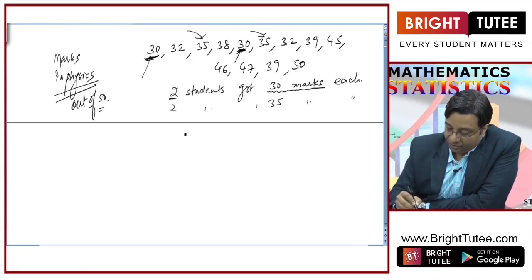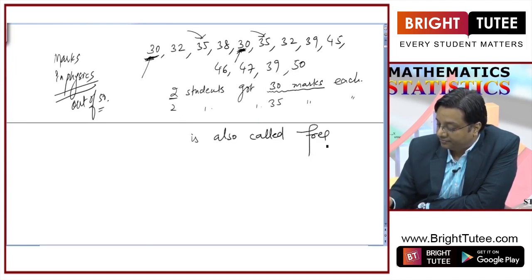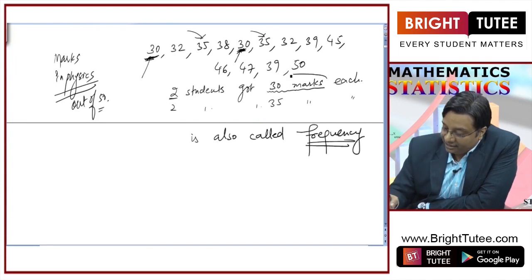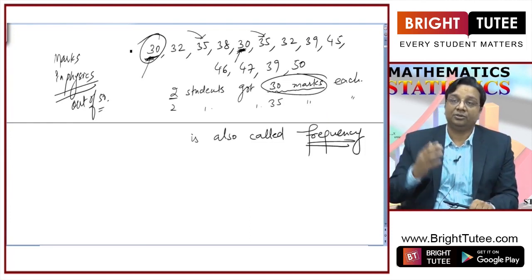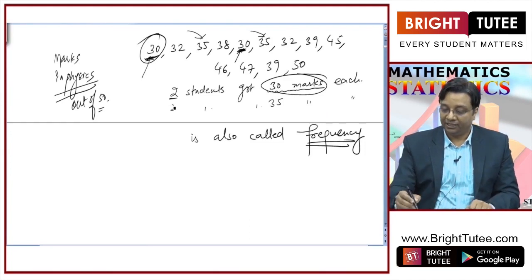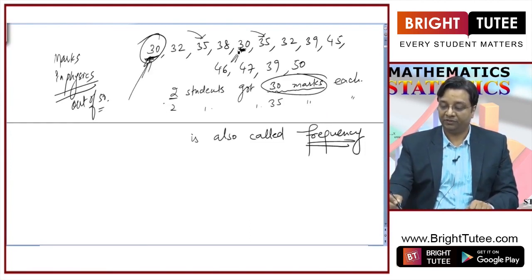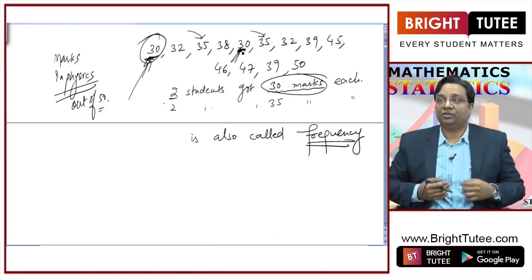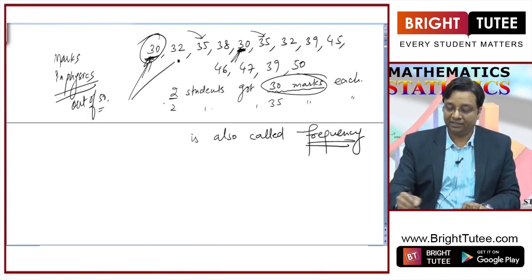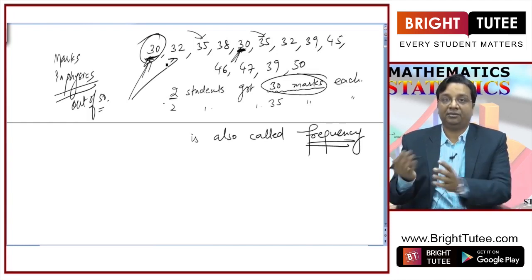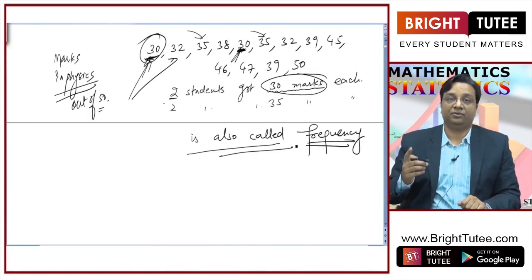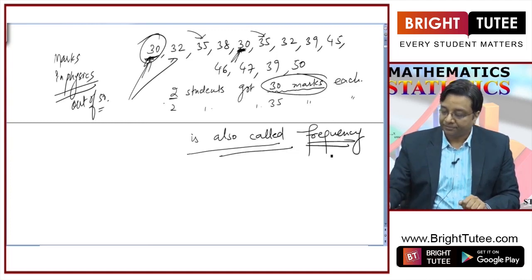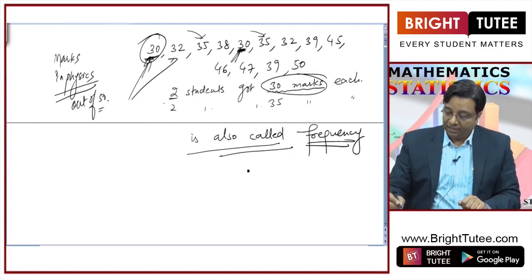So this 2 is also known as frequency. If I take this data point, that is 30 marks, and ask you how many students have got 30 marks, you will say 2 students. How? You counted it from this given data, right? So if I ask you what is the frequency of 30 appearing in this table, or how many times 30 appears in this data, you will say 2. So that is the frequency of 30 marks, right? So this is the frequency of data.